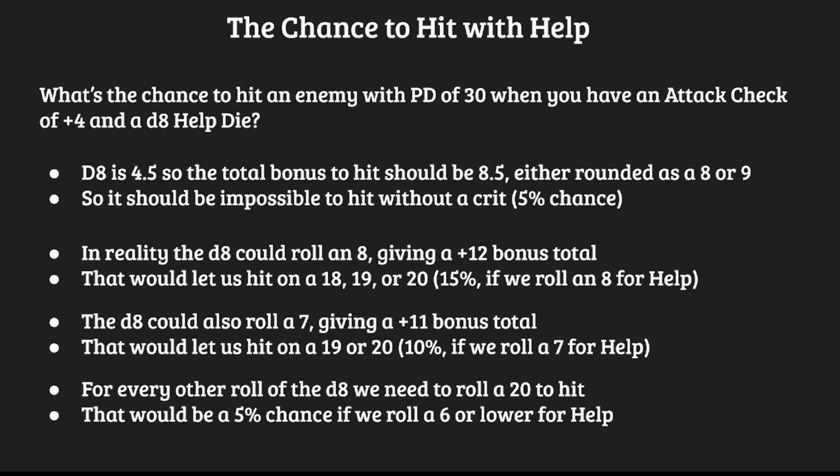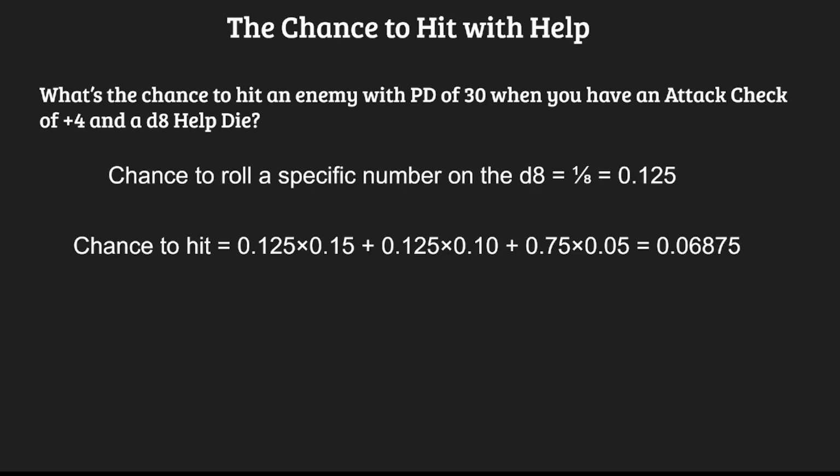Adding the +4.5 would tell us that we're always going to need a crit to hit, but that's not quite true. If I roll an 8 or a 7, I can hit on a 19 or an 18 as well. So let's break this down a little bit further. We're taking this scenario where I have the chance to hit an enemy with a PD of 30 when I have an attack check of +4 and the D8 help die.